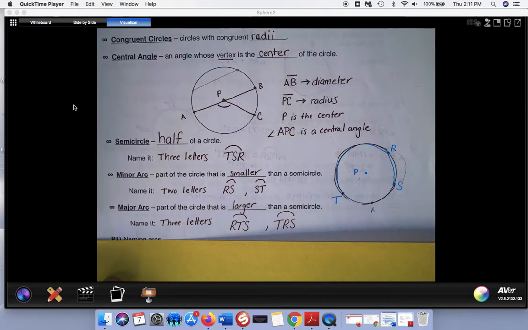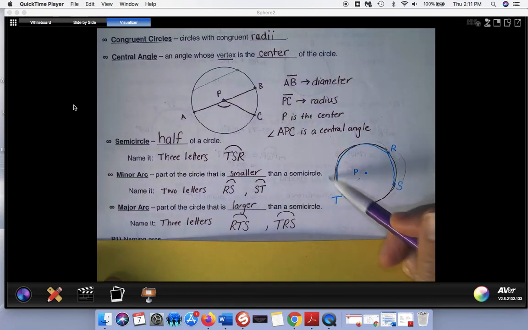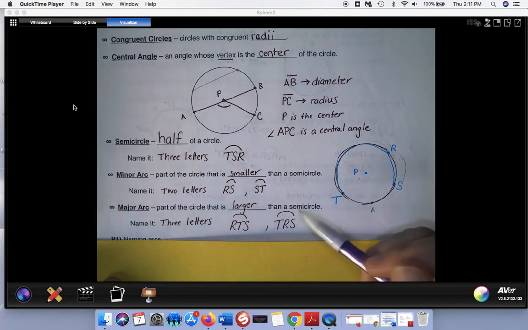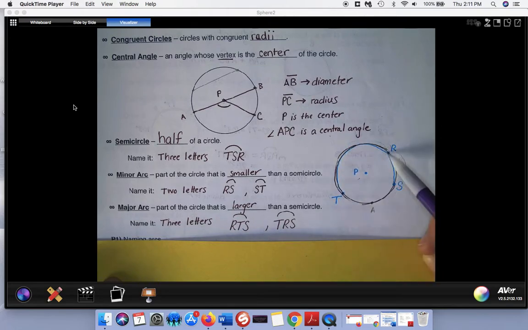Major arcs are larger than a semicircle. They should be named with 3 letters. Again, we follow the order of the letters. So if we look at my example of arc RTS, from R we want to go in the direction of T because we want to hit T before we hit S. So RTS is a major arc. TRS is a major arc. Okay, and those were 2 different arcs.